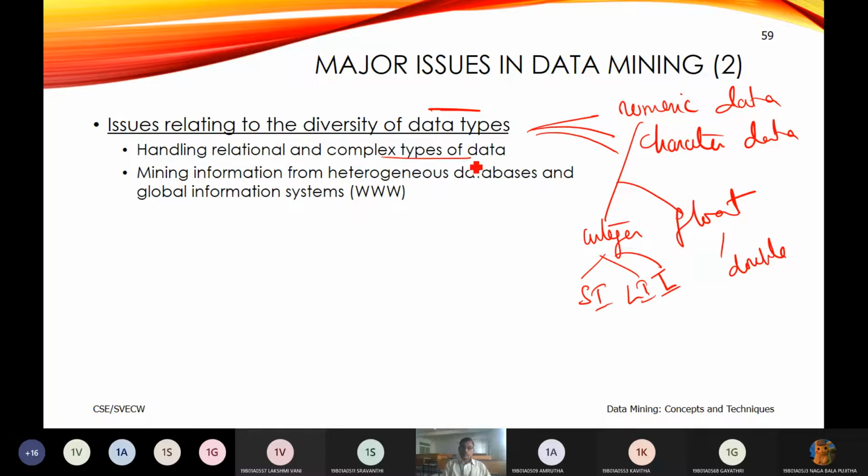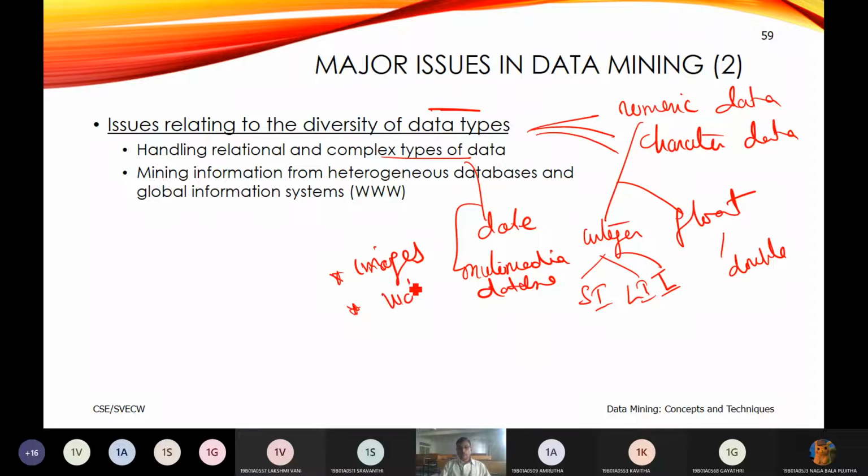Similarly, other complex data types will be the date, or the multimedia database. So what does multimedia database mean? We are able to make or do predictions over images, do predictions over video, audio. So all these are going to be part of the multimedia data.